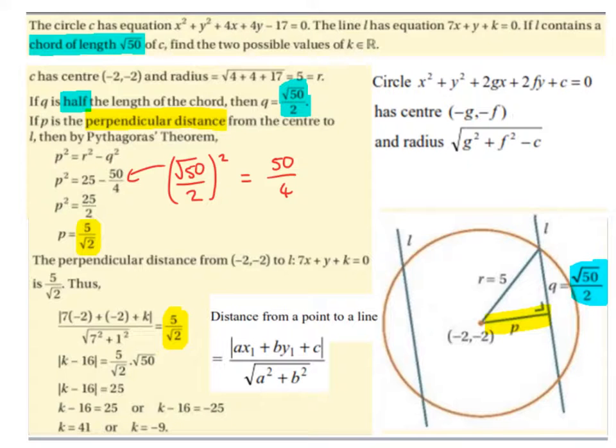So we're going to draw out a rough diagram of our circle. Here we have our circle, centre (minus 2, minus 2), and the radius is 5. And we have a chord which cuts through the circle, and we have two possible values of k, so we have two possible equations of the line. I've just drawn in here one of the chords, so this is one of the possible lines, and I've drawn in the other possible chord, or the other possible line.